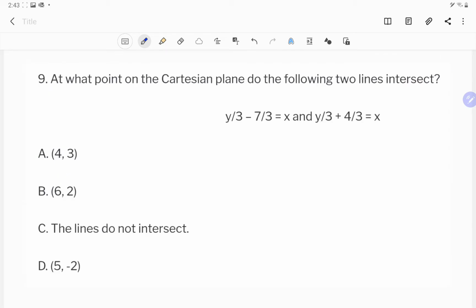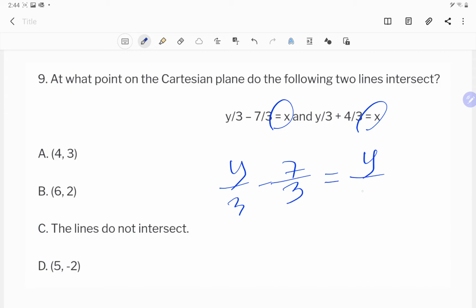Okay, for number 9, at what point of the Cartesian plane do the following two lines intersect? We've got y over 3 minus 7 over 3 is equal to x, and y over 3 plus 4 over 3 is equal to x. Now, both of these equations are already solved for the variable x, so we can set them equal to each other to find the value of y. So we can say that y over 3 minus 7 over 3 is equal to y over 3 plus 4 over 3, right?